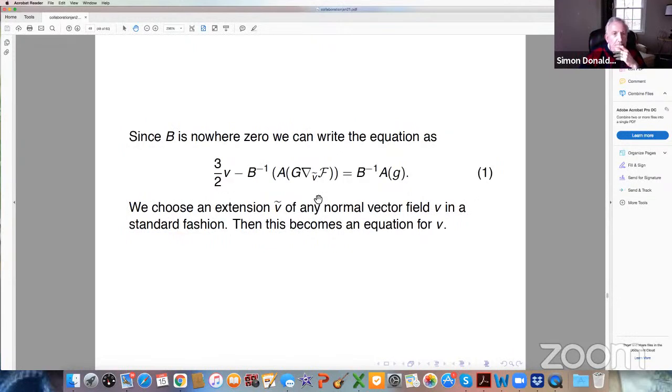So let's just look at it. This involves taking the derivative of f, the error term that we had, then applying the Green's operator, and then taking the leading term of that.